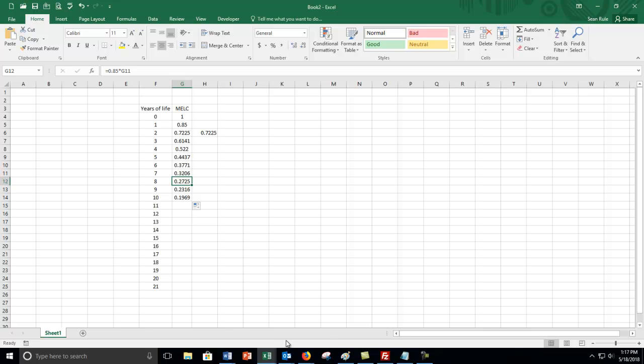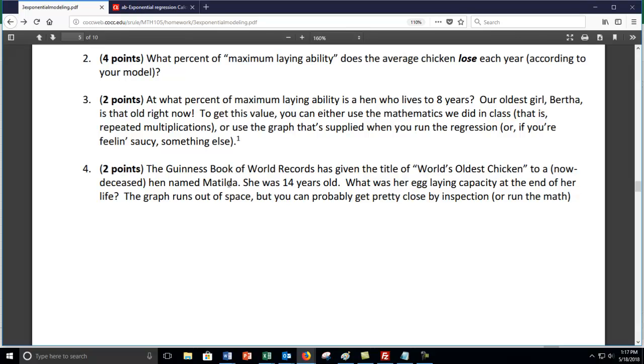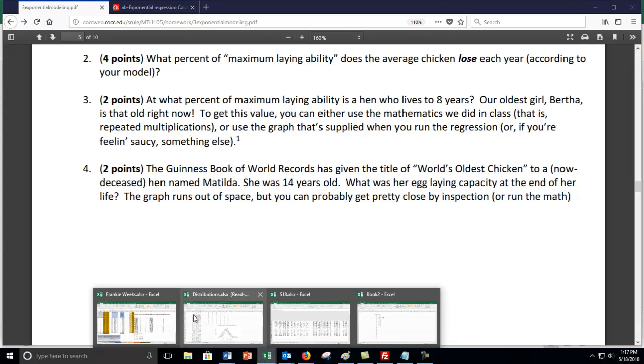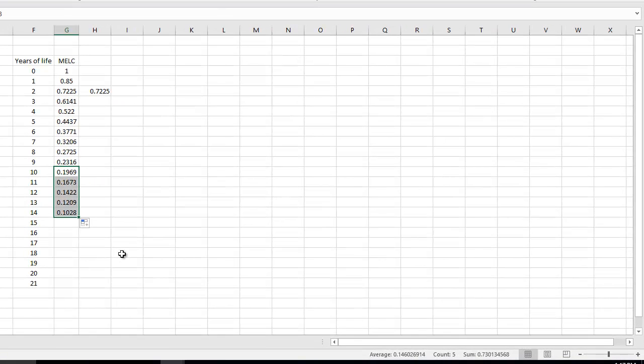Last but not least, Guinness Book of World Records, Matilda was 14. Let's take a look at that. I didn't go down that far, so we'll pull it down further. Aha! 10%. She's down to 10%. She's just laying an egg every 10 days. I don't believe that. I think this model probably falls apart, but that's just me from personal experience. Our Bertha, who is not that old at all, is laying fewer eggs than that.